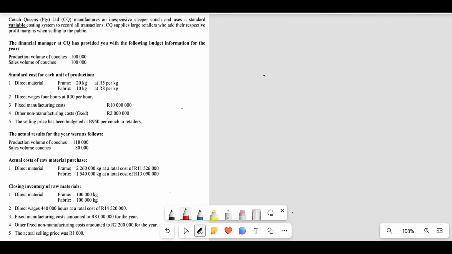Now, for example, let's read. Couch Queens Pty Ltd manufactures an inexpensive sleeper couch and uses a standard variable costing system. So this word immediately tells you that when you're doing the sales volume variance, you're going to multiply with contribution. Okay, so CQ supplies large retailers who add their respective profit margins when selling to the public.